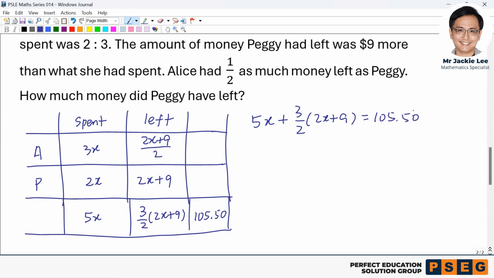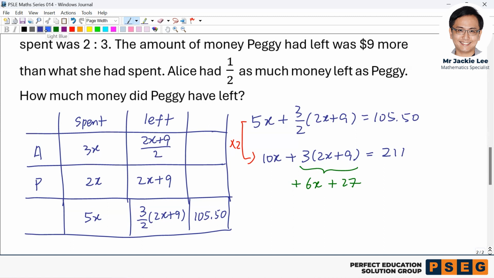Now you can see that we have a fraction, 3 over 2. We like to avoid the fraction, so we can just multiply by 2 to get rid of the denominator. So 5x will become 10x. The other term, 3 over 2 bracket 2x plus 9, times 2 becomes 3 bracket 2x plus 9. And 105.50 times 2 becomes 211. In future, if you can do it faster, you can do this at the same time, so it becomes 6x plus 27. So 10x plus 6x is of course 16x. Meanwhile, we move the 27 over to the other side, minus 27. Then this will give us 184.